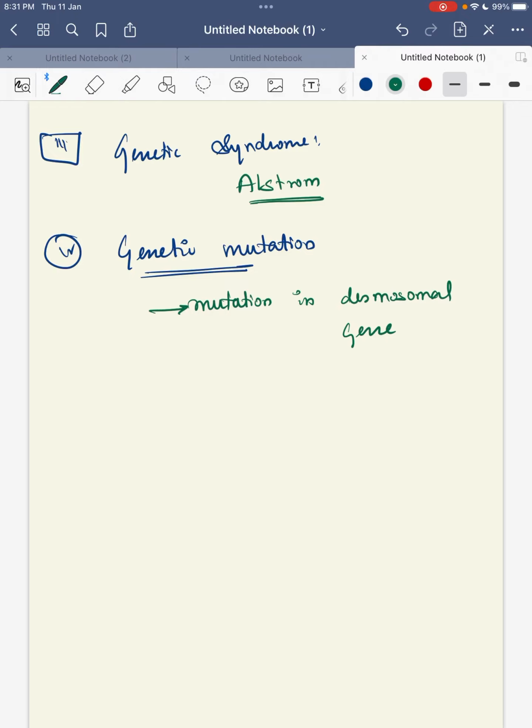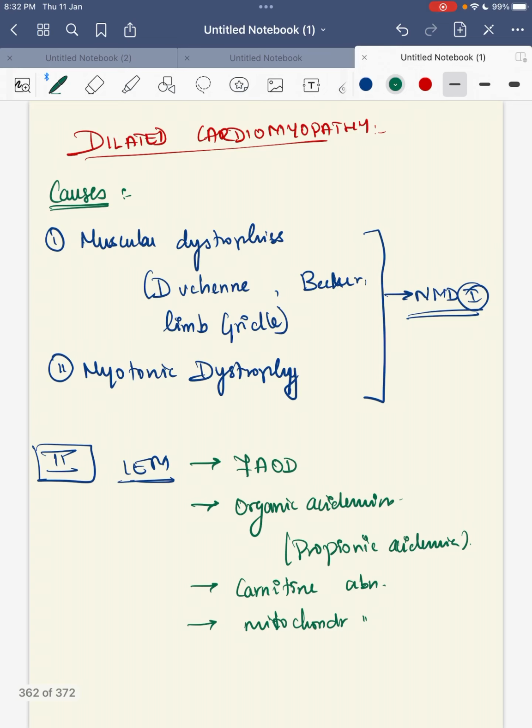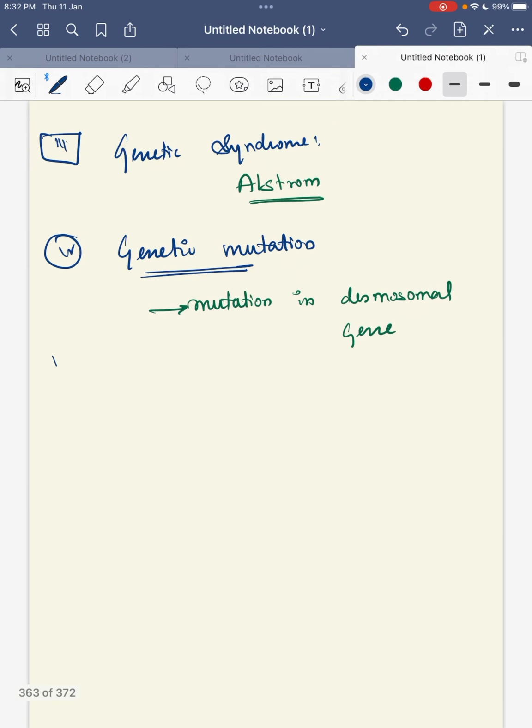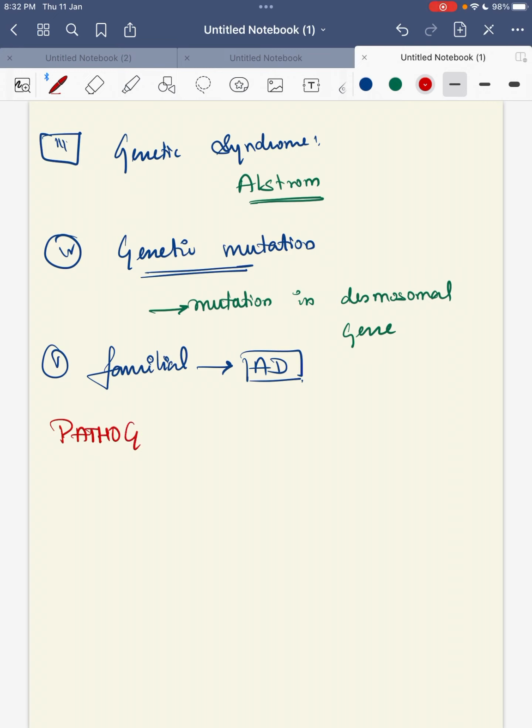This is the most common form, as I told earlier, but the most common cause among all these is idiopathic. Among familial causes, it is an autosomal dominant disorder, which is the most common. Next, going on with its pathogenesis.